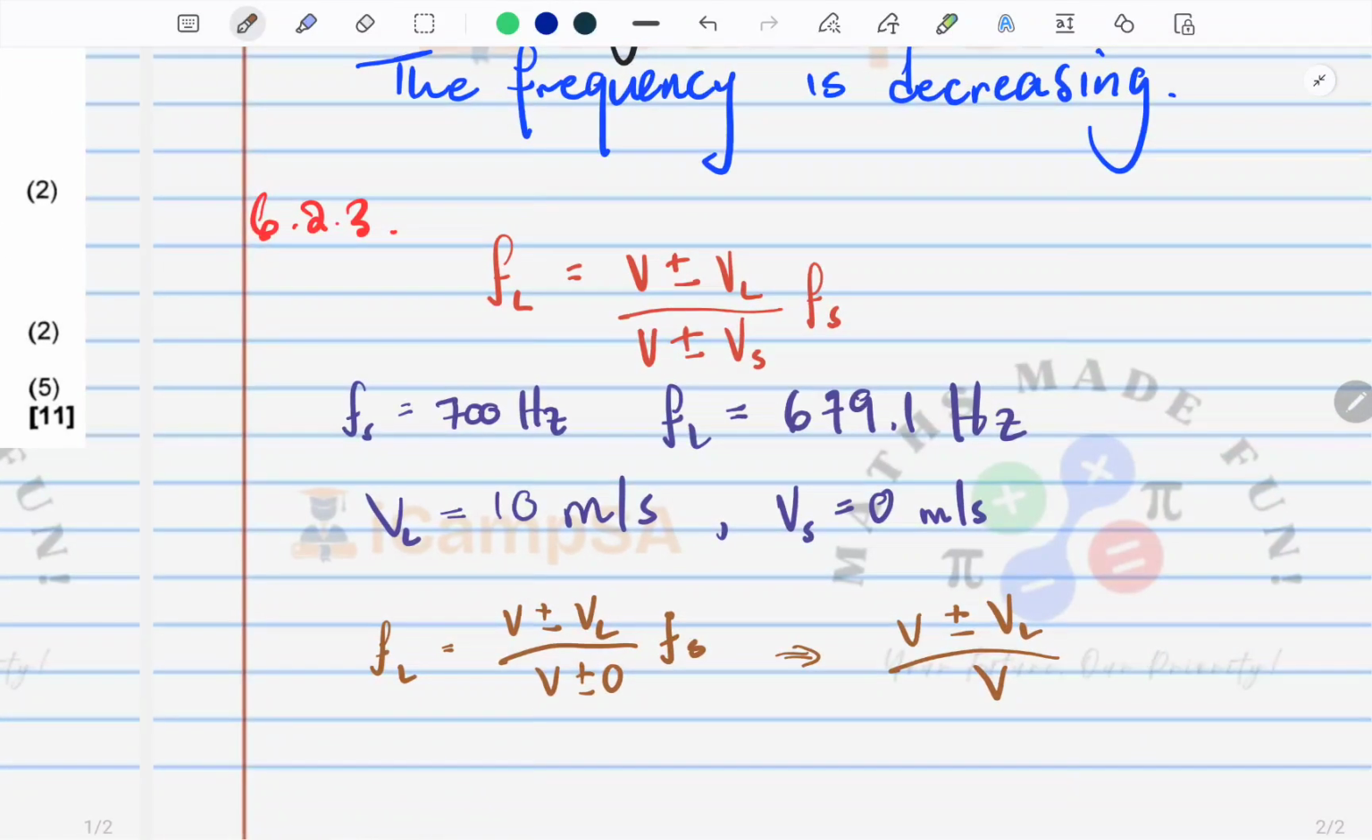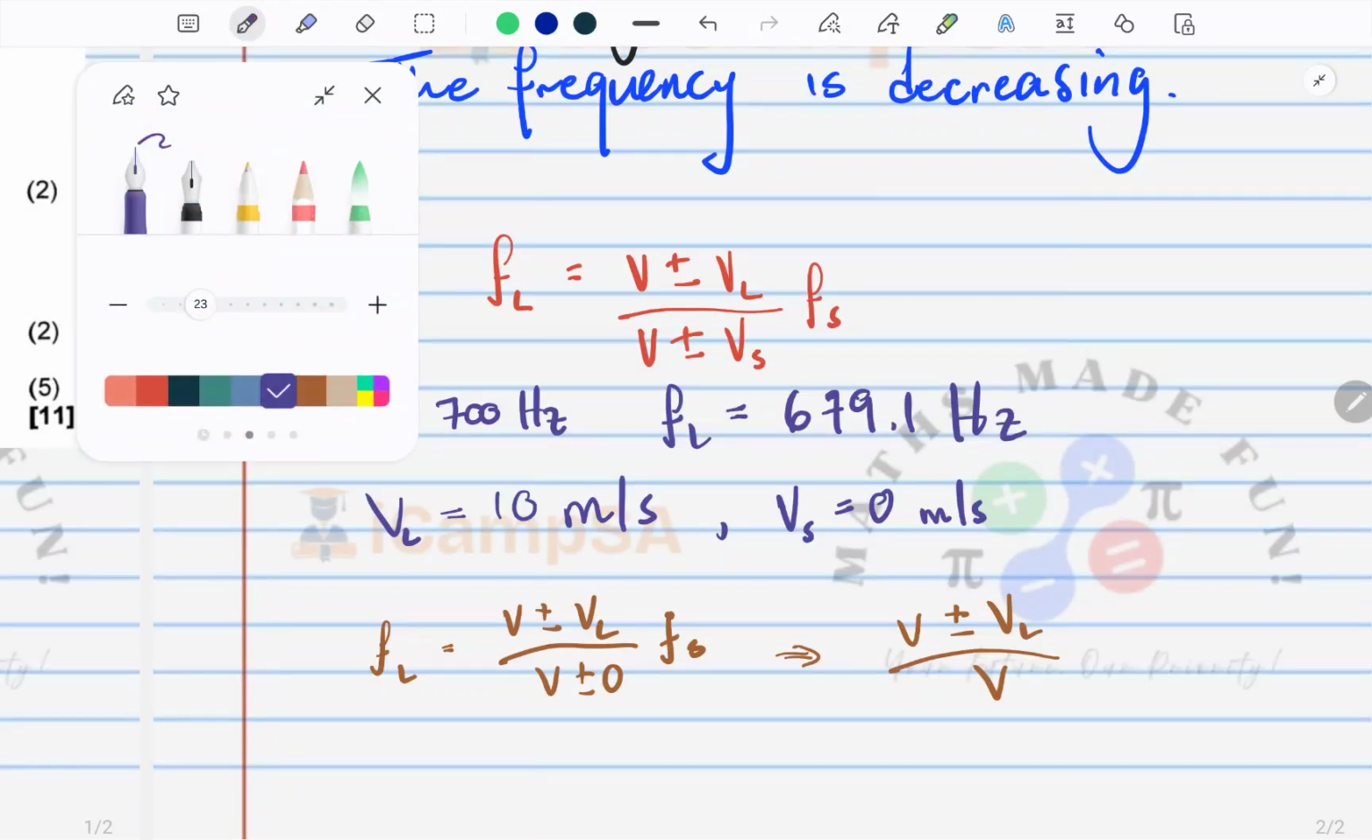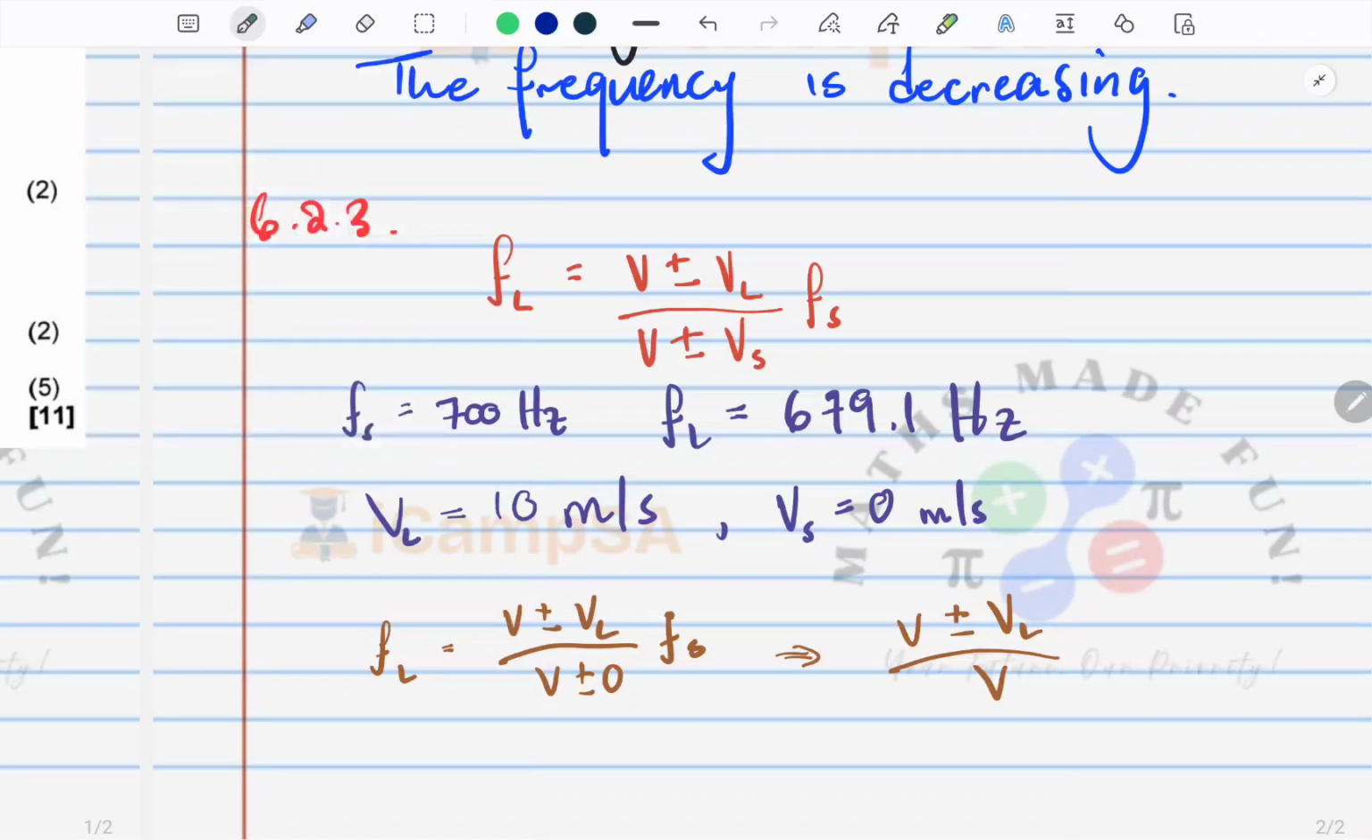Okay, so now we are left with the job of actually finding out, is this going to be negative or positive? Okay, but now we have said that the listener is moving away. So if the listener is moving away, that means we are going to have a negative here. So that means we end up with V minus VL and then over V, then Fs here. Right? So now it's just a matter of substituting into our equation, and then we can get our answer.